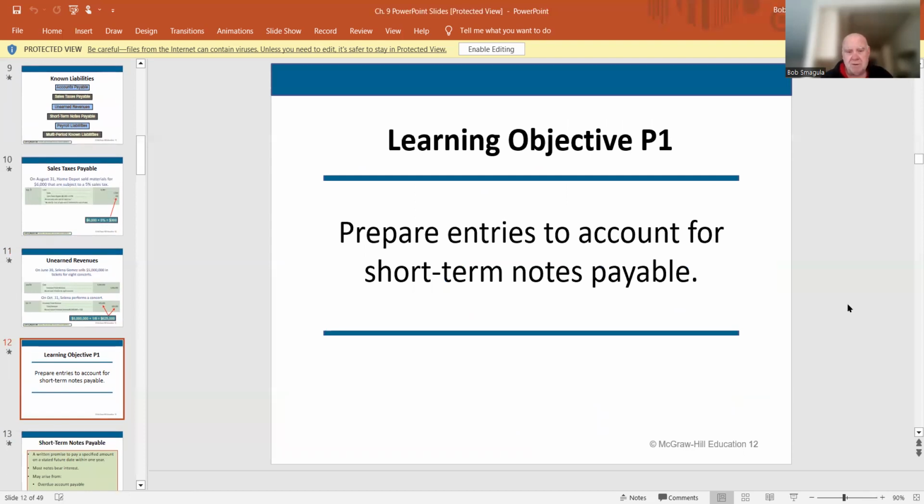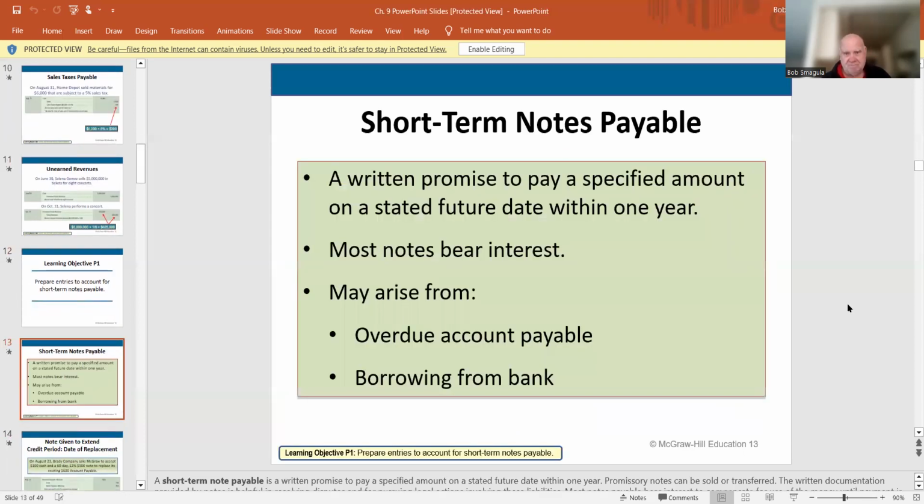Prepare entries to account for short-term notes payable. Notes payable, huh? Here we're talking about a written promise. Unlike accounts payable, which has no written promise to pay, short-term notes payable of any kind have a written component to pay a specified amount on a future date within a year. And within that note, they're going to talk about the interest. Most notes have interest that must be paid.